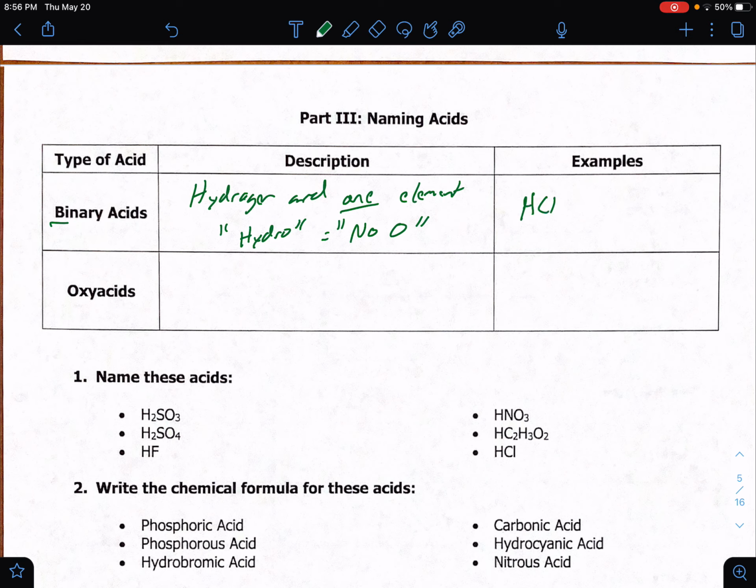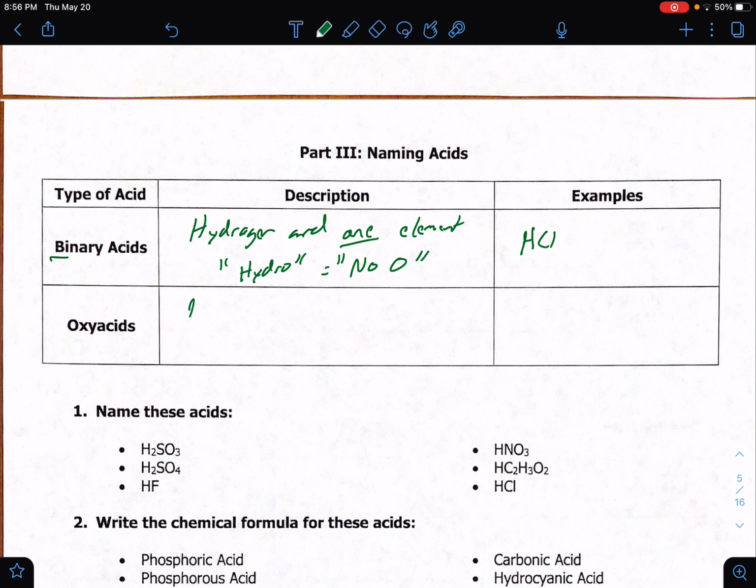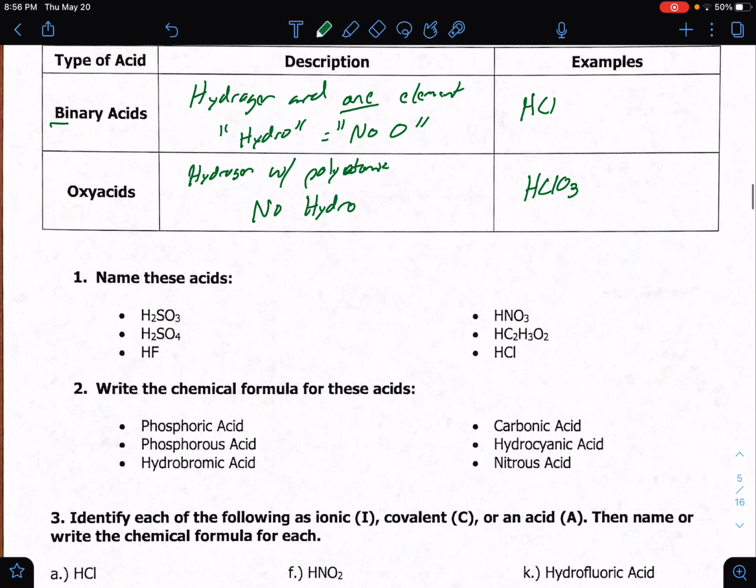Oxyacids are exactly what they sound like. You basically have a hydrogen bonded with some type of polyatomic ion that has oxygen usually present. Okay, so we're going to write that out. So hydrogen, okay, with a polyatomic. And we do not use hydro, so no hydro in the name for oxyacids. So this would be something like HClO3. Okay, so name these acids.